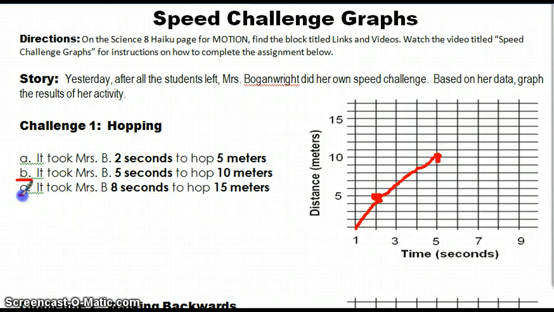Then let's look at C. It took Mrs. B 8 seconds to hop 15 meters. So I'm going to go down here, 7, 8 is right here, to hop 15 meters. So at 8 seconds, I went 15 meters, make the dot, go to your last dot, make a straight line to your next dot. You're finished with graph number 1, and now you just need to do graphs for challenge 2 and 3 on your own.